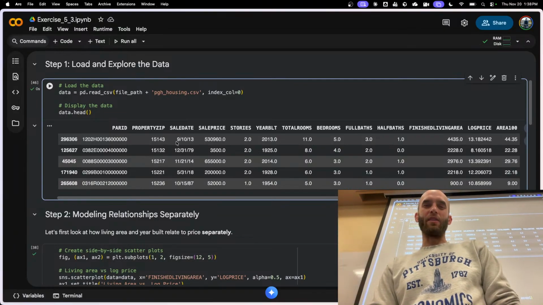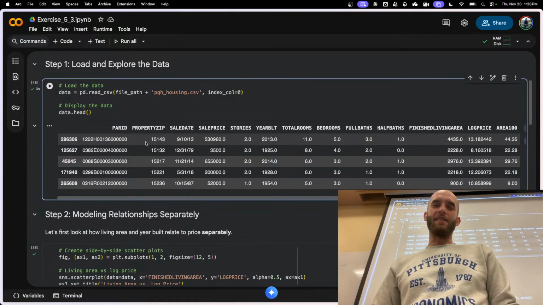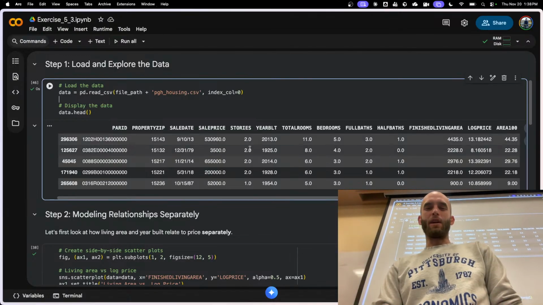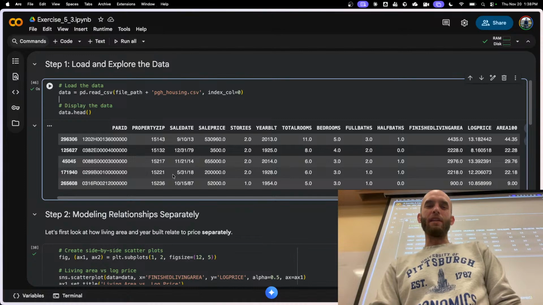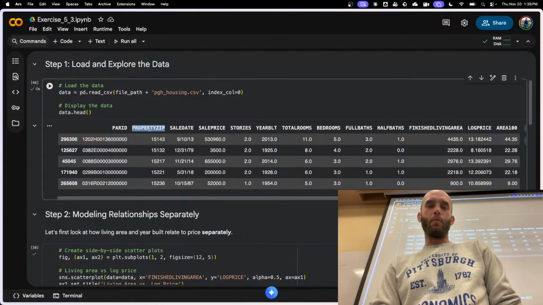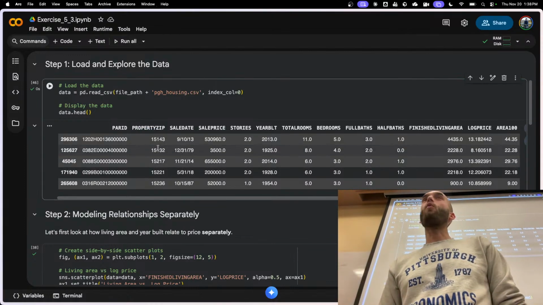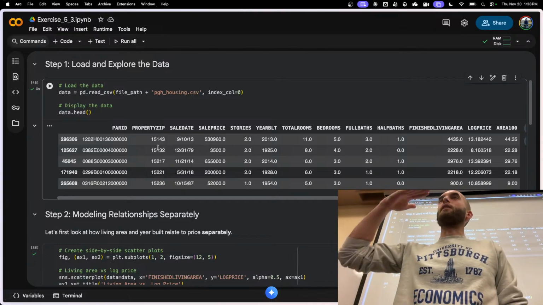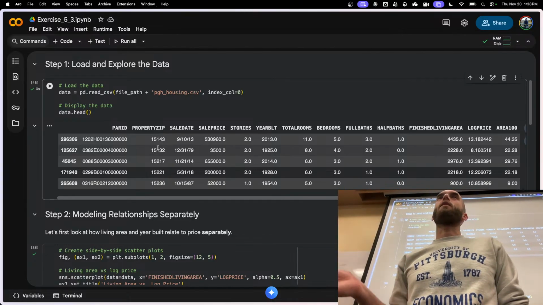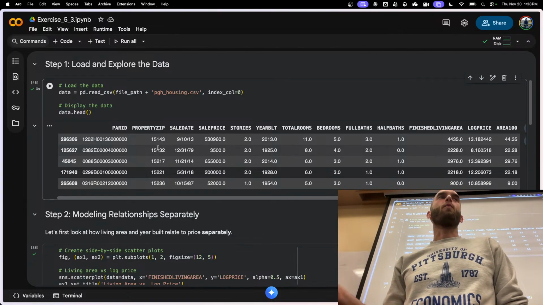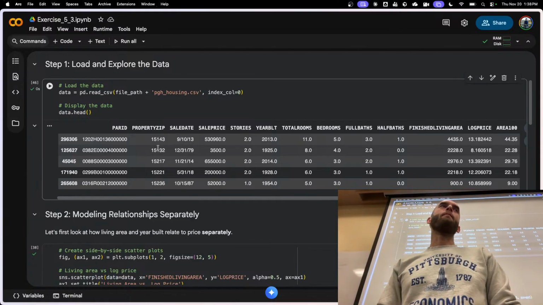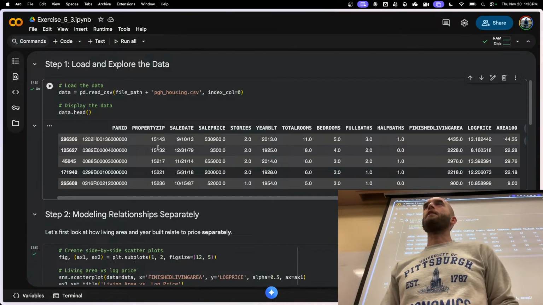Okay, so let's just take a look at this. This is the data set. This is publicly available data on Pittsburgh housing prices. There are a couple of things to note here. You can see the property zip code. If we wanted to, we could estimate different intercepts for each one of the zip codes in the city, which would be pretty interesting. It would give us a baseline comparing the same house but in different zip codes.